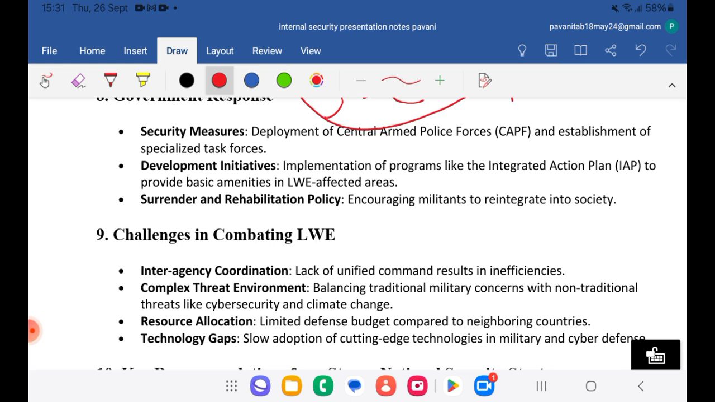Then surrender and rehabilitation policies, encouraging militants to reintegrate into society. So we can't leave them either, because they are also citizens of India and we want to encourage them to come back to society and live peacefully, right? So first thing is provide security so that we will stop that extremism. Then develop it. Once it is developed, slowly people also get back to work and then economic development will happen, society will change and we'll have a happy India. That is the target ultimately.